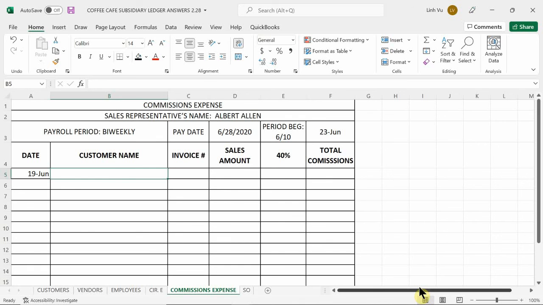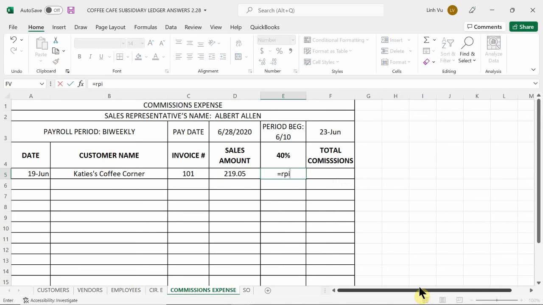Okay, so customer name, he went to Katie's Coffee Corner. So in this case, he's ensured that he made the delivery on time with invoice number 101. How much was the sales amount? $219.05. Okay, so now we've got to calculate what is 40% of $219.05.